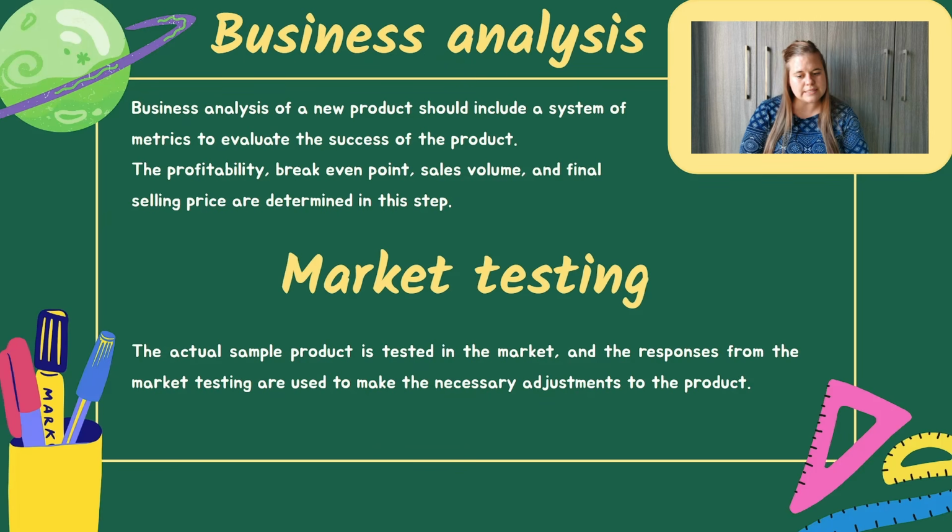Business analysis. Business analysis of a new product should include a system of metrics to evaluate the success of the product. The profitability, break-even point, sales volume, and final selling price are determined in this stage. Market testing. The actual sample of the product is tested in the market, and the responses from the market testing are then used to make the necessary adjustments.